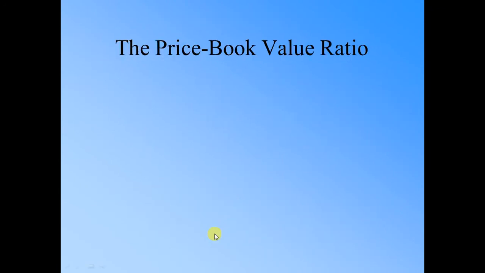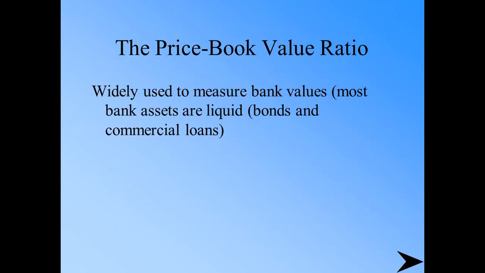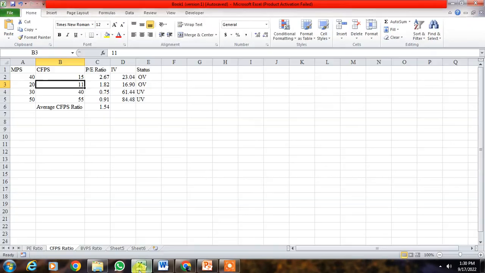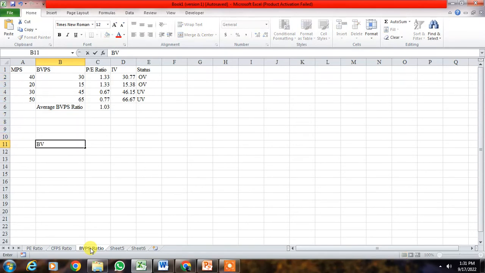Similarly, you can use another relative ratio, that is the book value per share. It is widely used to measure bank value. Bank assets are liquid bonds, and I will give you an example. For example, if you see that the book value of the share is 30, by 30 it means the book value of equity given in the balance sheet.